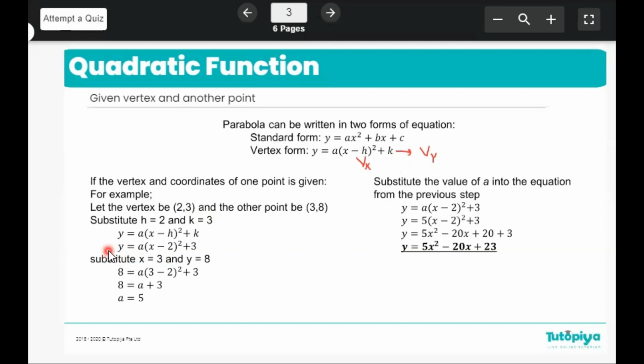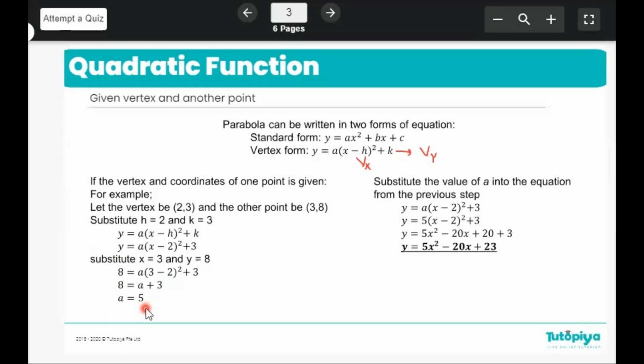Our next step would be substituting the coordinate that we have been given. Now, we know the coordinate that we have been given is (3, 8). So the 3 would be substituted for x and the 8 would be substituted for y. And this would build up the equation 8 equals a(3 minus 2) squared plus 3. So if we figure out what 3 minus 2 is, that's just 1. So 8 equals a plus 3. And if we solve for a, we would see a would be 8 minus 3. And that's going to give us the answer of a as 5.